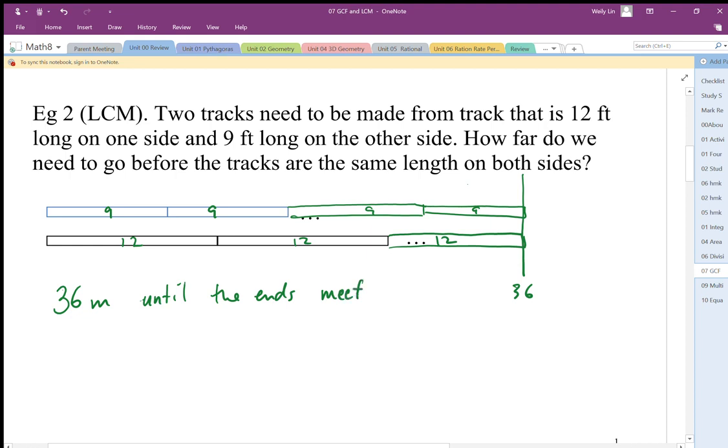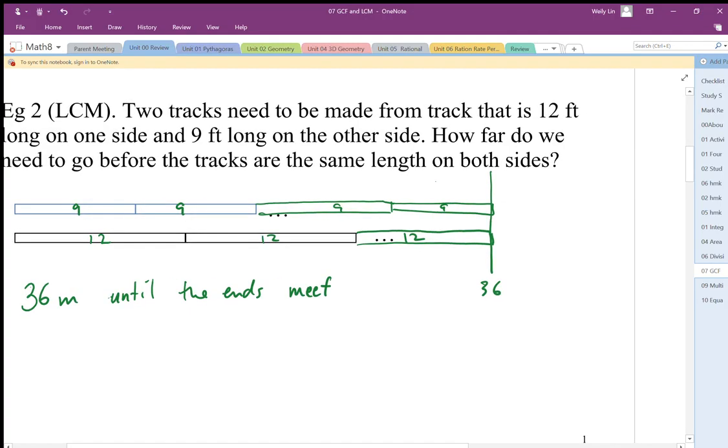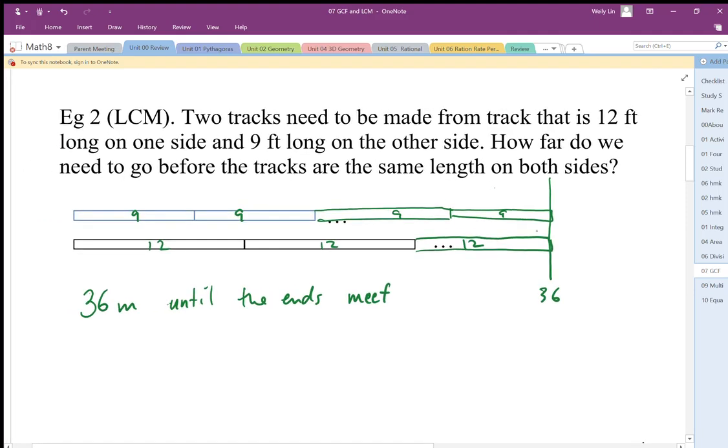Okay, and this is the lowest common multiple because this is the first time that happens, and I can then go another 36, and I'm going to be able to make the edges meet again, at another multiple of 36. So once I hit 36, that's my lowest common multiple, and I can just use that multiple to create even more multiples. But 36 is the first common multiple. So this is our lowest common multiple.